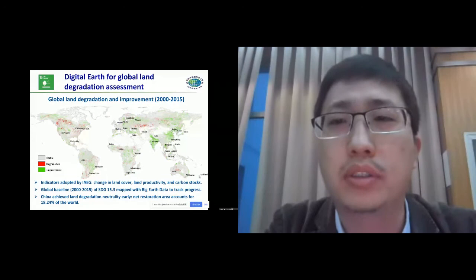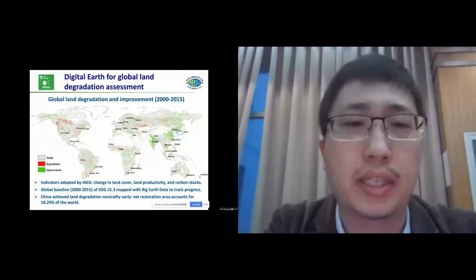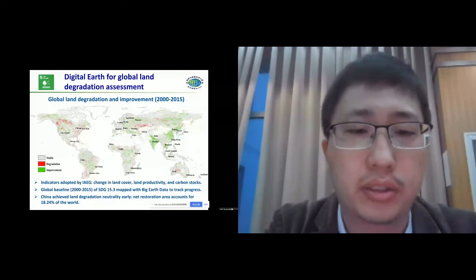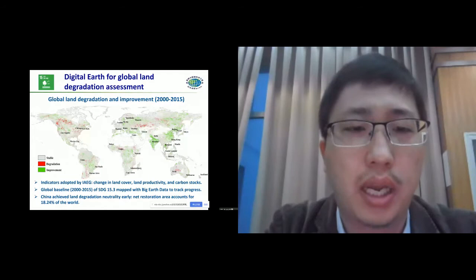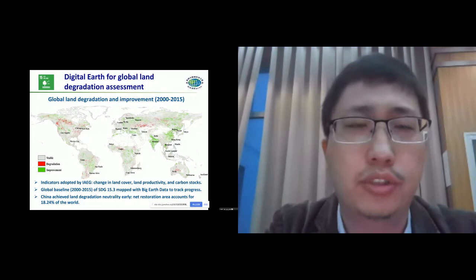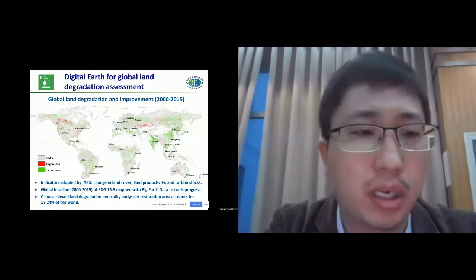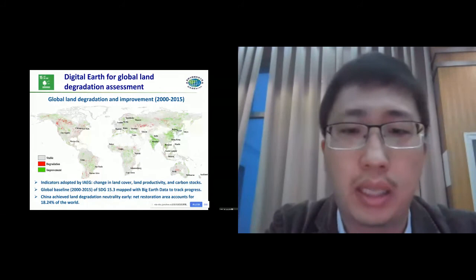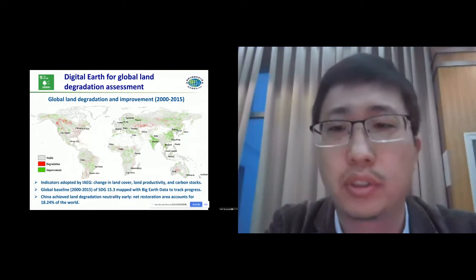So this data is all processed by the big data platform, and then the indicators of SDG 15.3 can be easily generated, and this can provide the global degradation trends in each of the countries. We know in the Central Asian regions we have very serious degradation trends, and in China and in India we have improvements in the overall degradation.